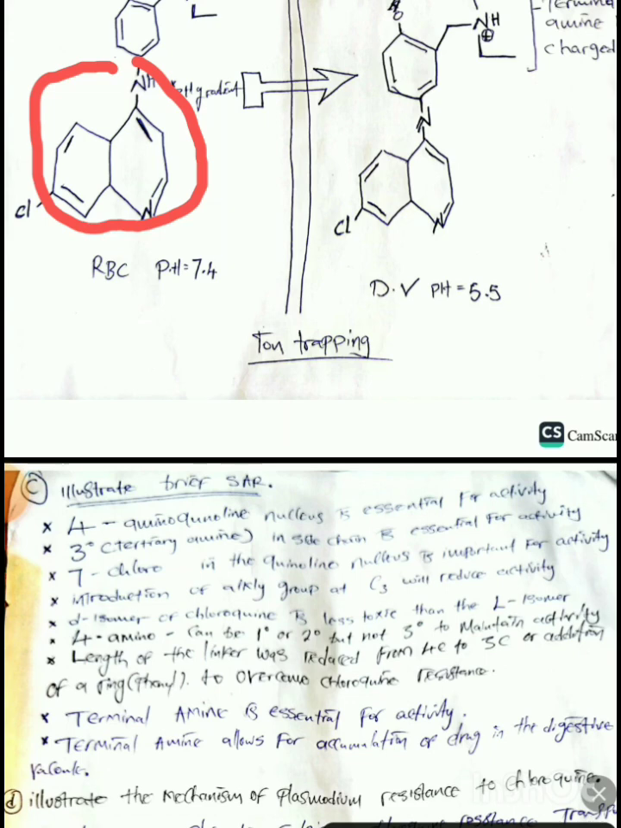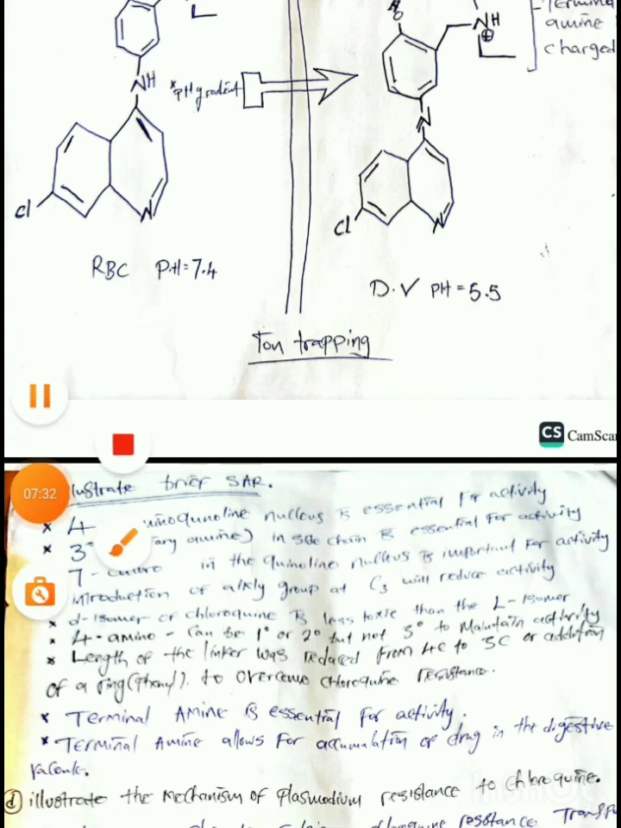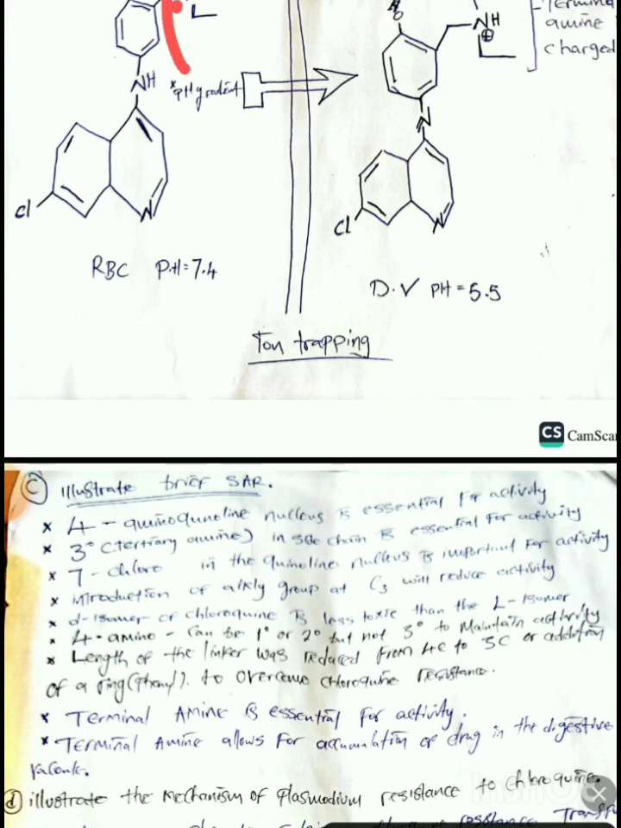Next, the tertiary amine in the side chain is essential for activity. Our tertiary amine at this point, which becomes ionized to allow for the accumulation inside the cell, is essential for activity. So it's a very important component. So our terminal or tertiary amine is essential for activity.